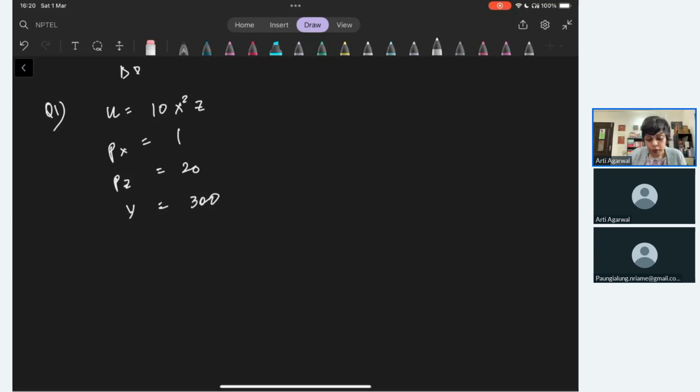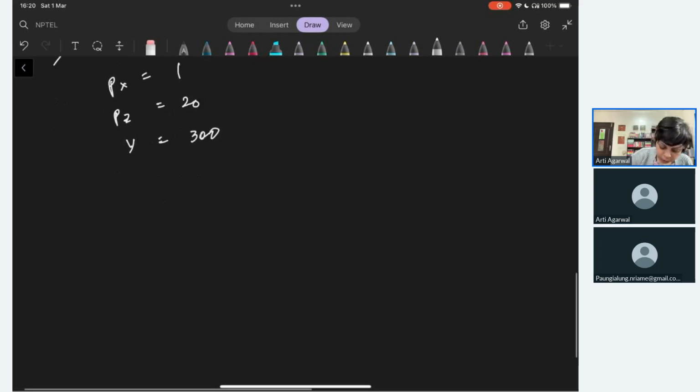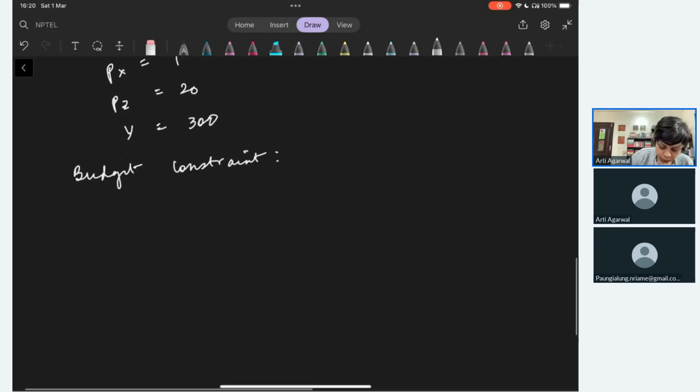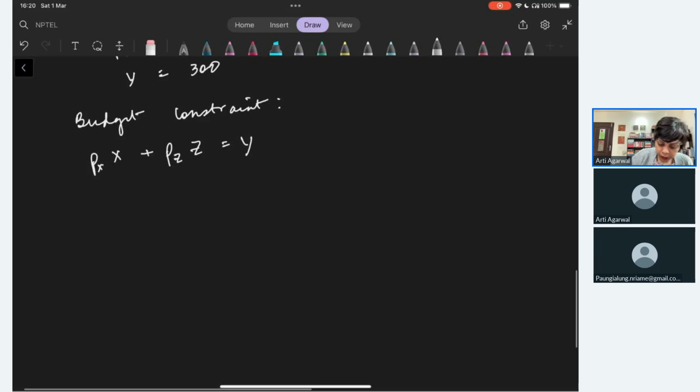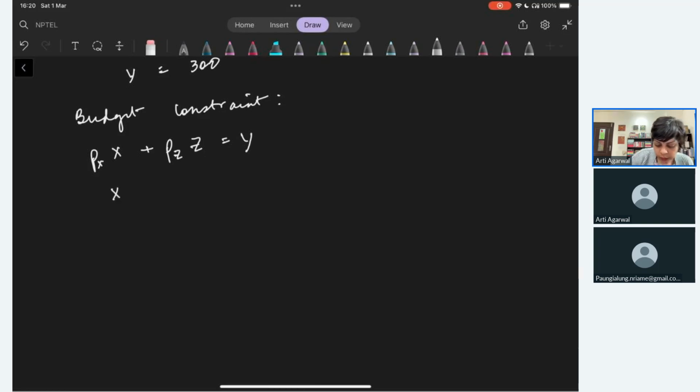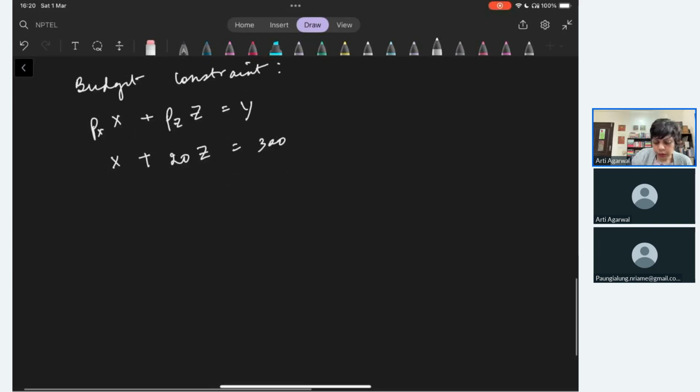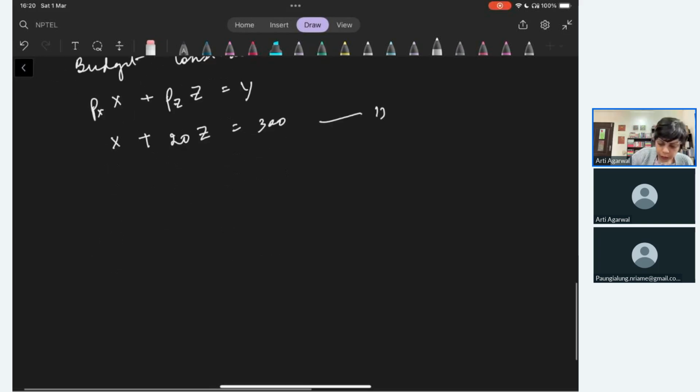Okay. So first, let's just write the budget constraint, so we know what we're working with. That is px into x plus pz into z is equal to y. Since px is 1, this is just x plus 20z is equal to 300. That is your budget constraint condition. You can name this equation 1.